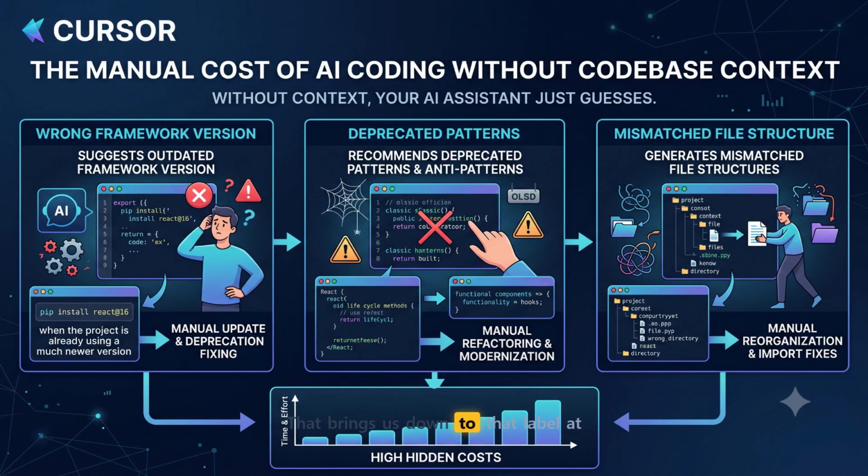That brings us down to that label at the bottom with the rising bar chart. This is the hidden manual cost of a contextless tool. We think we are moving faster, but when you add up the wasted review cycles, the broken builds, and the constant context switching just to fix the assistant's mistakes, the time spent is staggering. We are fighting the tool instead of building the feature.